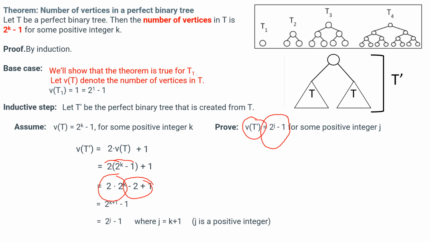Okay, so we proved it for the base case. Then, since there was only one way to get a new element, we did the inductive step where we assumed it was true for any perfect binary tree T, and then showed that it was also true for T prime once we created that from our T. So we would say by induction, we have proven that this is true.